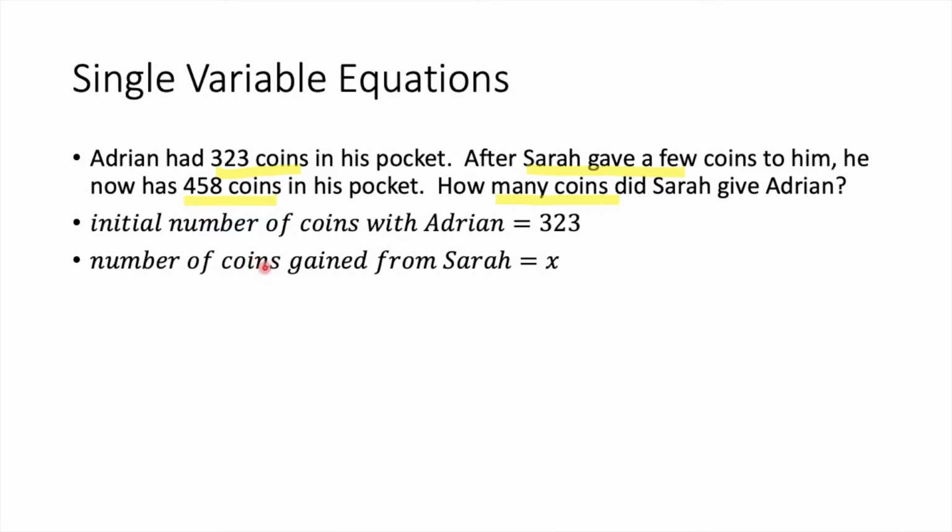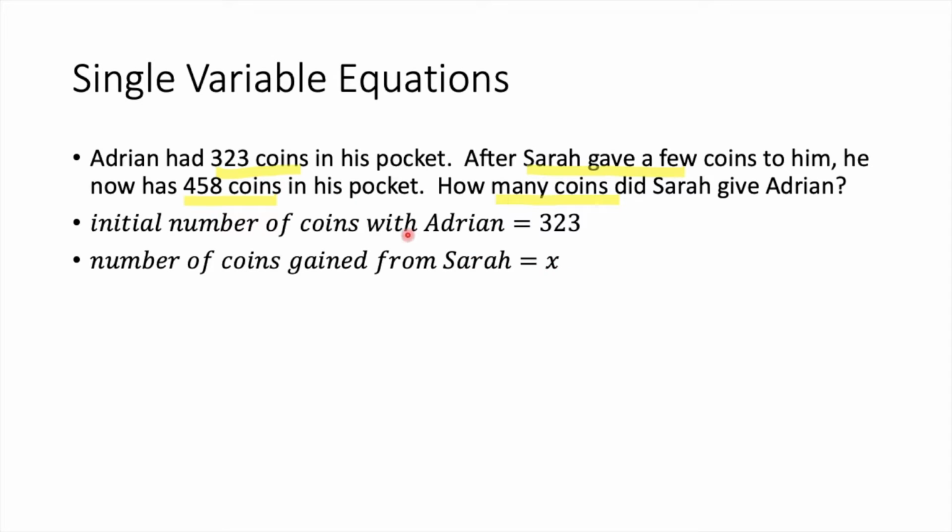The number of coins gained from Sarah is x, and x here is a variable. A variable represents an unknown value that must be found using an equation. This variable can be any letter. It could be an A, B, C, or even a Greek letter perhaps, but its function always remains the same. It must represent an unknown value.